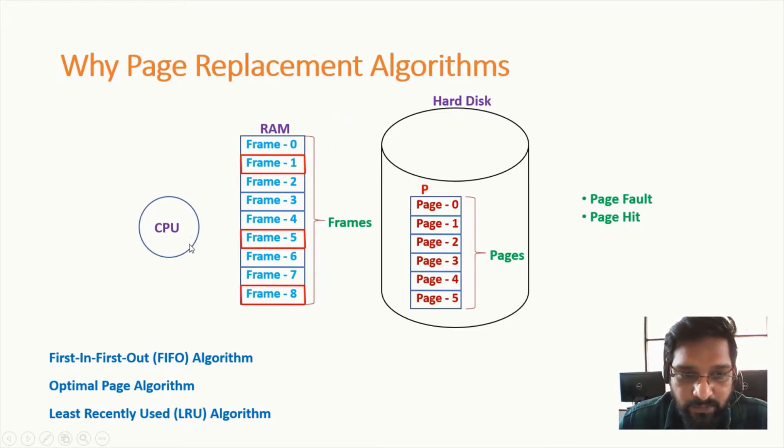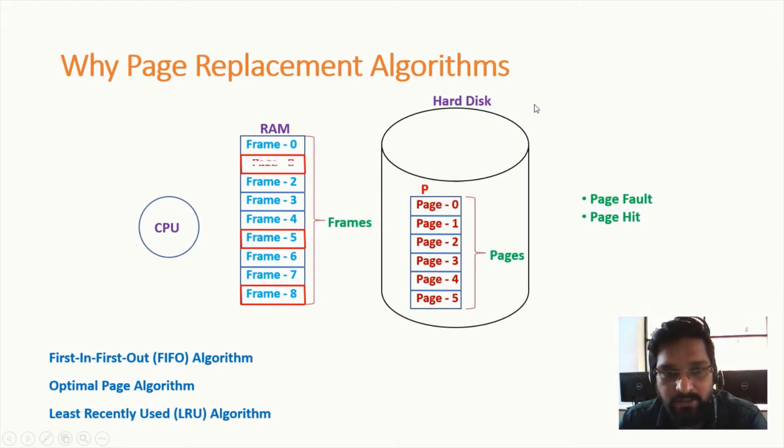Now, let us assume that CPU wants to execute the process called P. So in order to execute the process called P, it is requesting the page called 0, right? Since page 0 is not present inside the RAM, I need to move this page 0 from hard disk to RAM. So let me move this page 0 from hard disk to RAM, right? Now, CPU, after executing an instruction in page 0, it is requesting the next page, that is page 1, right? Since page 1 is not present inside the RAM, I need to move this page 1 from hard disk to RAM. So let me move this page 1 inside the frame 5, right?